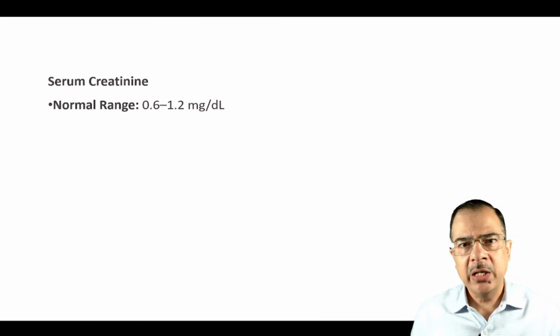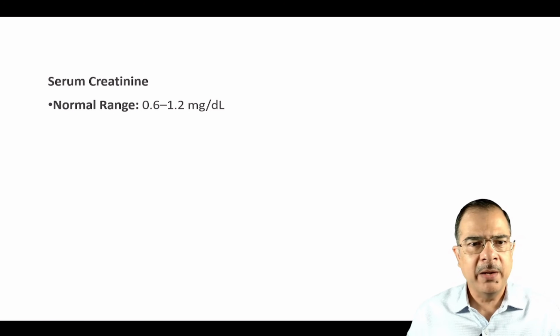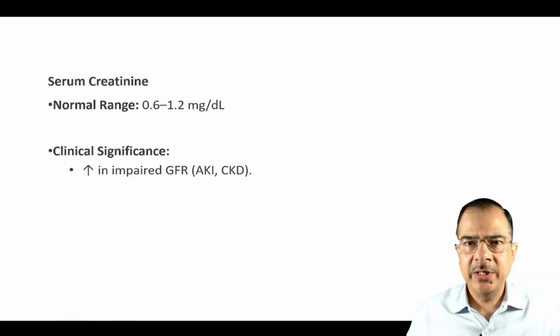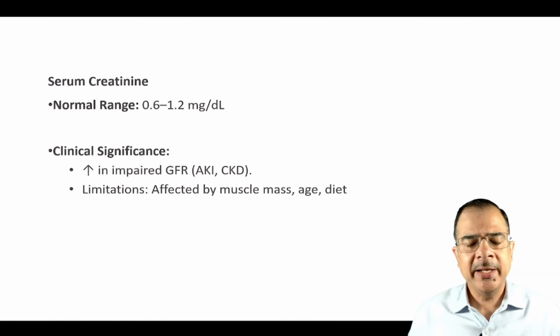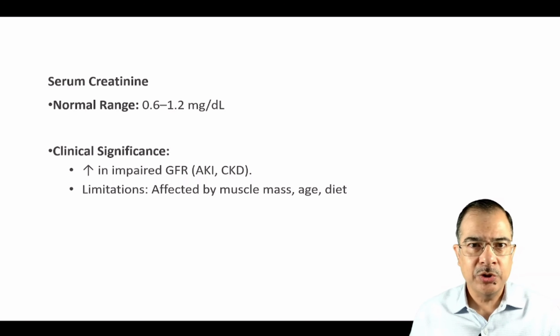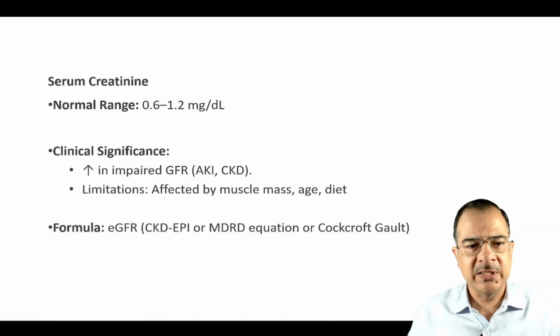Normal range in maximum labs is 0.6 to 1.2 milligram per deciliter. Clinical significance, it is increased in impaired GFR like acute kidney injury or CKD patients, but it can be affected by muscle mass. If the muscle mass is more, creatinine can be more. Age. With age, serum creatinine increases because the GFR reduces. It is also dependent on the diet, like high protein diet can cause increased creatinine levels.